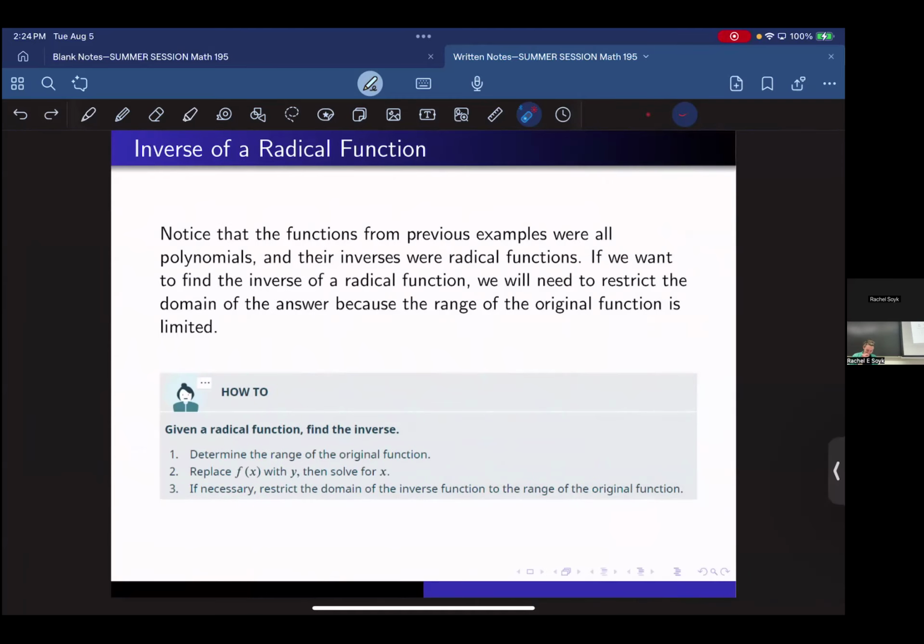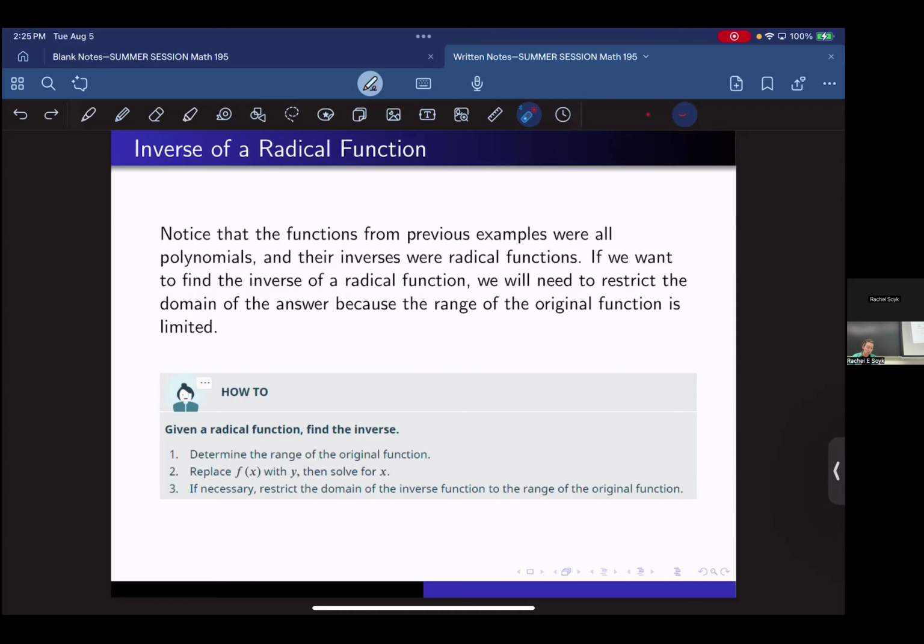Right, inverse of a radical function. Notice that the functions from previous examples were all polynomials and their inverses were radical functions. If we want to find the inverse of a radical function, we need to restrict the domain of the answer because the range of the original function is limited. That's just a fancy way of saying it fails the horizontal line test. And so that's why the domain needs to be restricted.